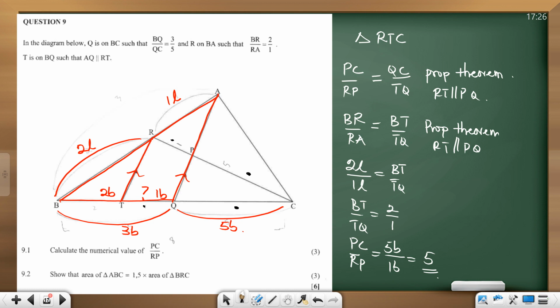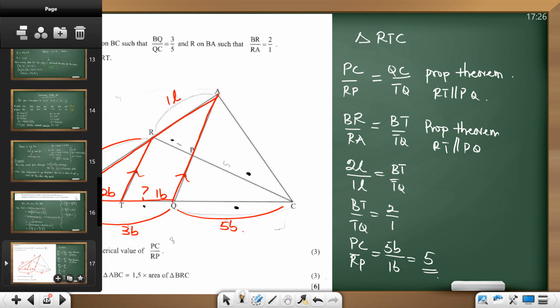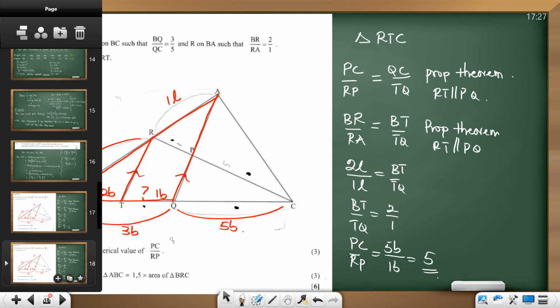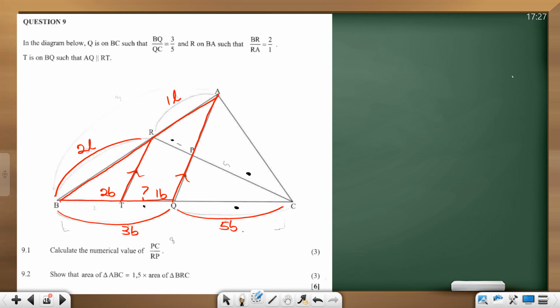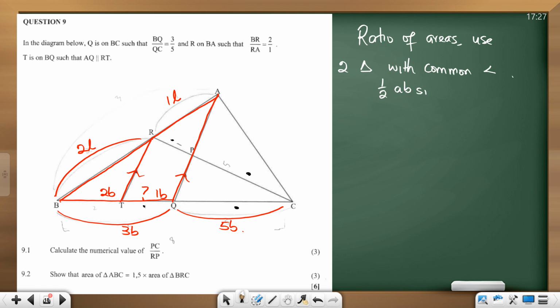The second one, I want to make life very easy. Should you find this in your exam, how you treat that? I'm going to create a second page quickly with the same question. Do you see we're working with area? Listen here. When I work with ratio of areas, use 2 triangles with common angle. Half AB sine C, where C is common. We are going to get this done now very fast. And let us struggle with this.